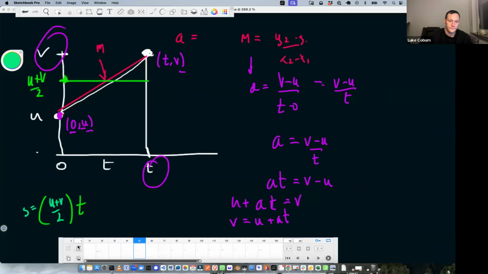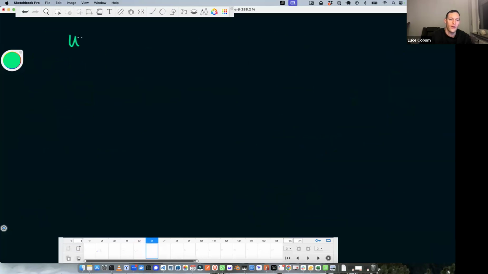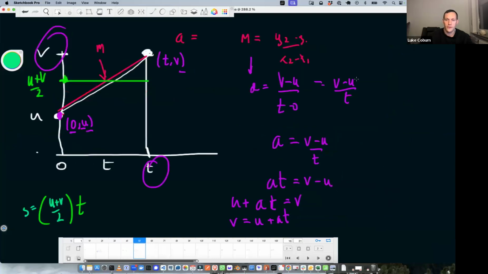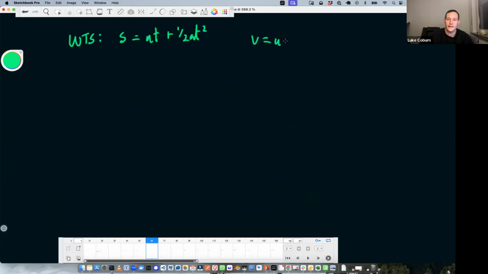What we want to show is that s is equal to ut plus a half at squared. And the rule is that I'm not allowed to use this one to prove this one, because that would be a little bit nuts, but I can use anything else. So what I'm going to use is v is equal to u plus at, and s is equal to u plus v over 2 times t.